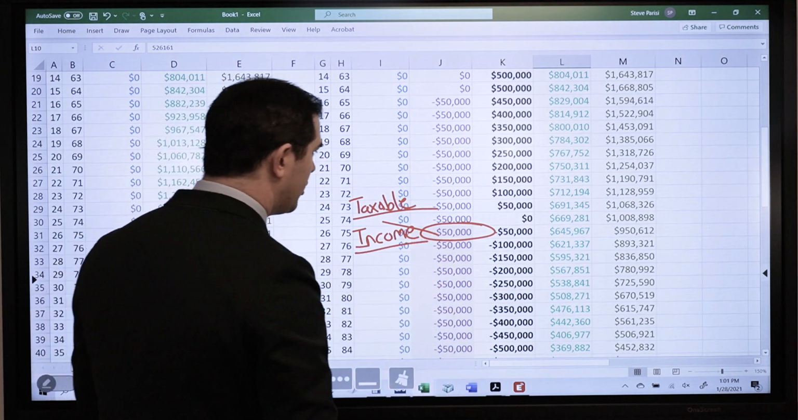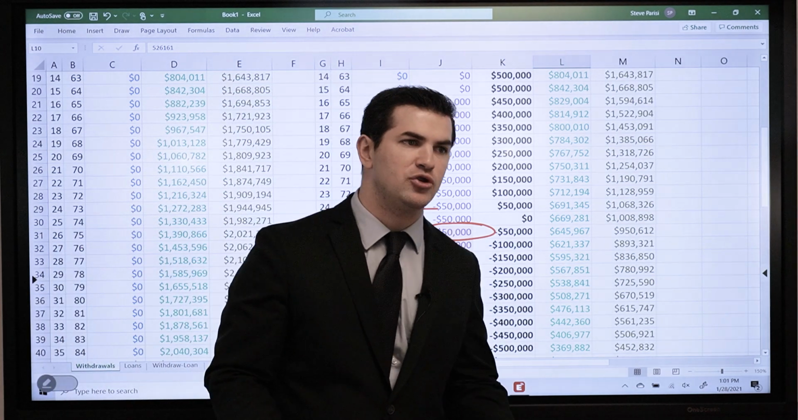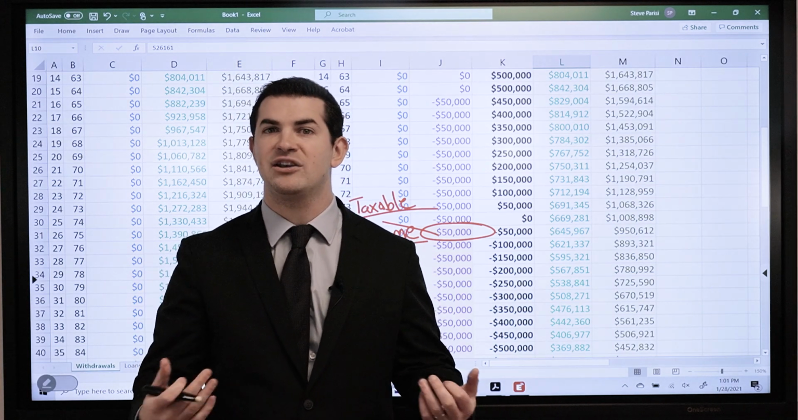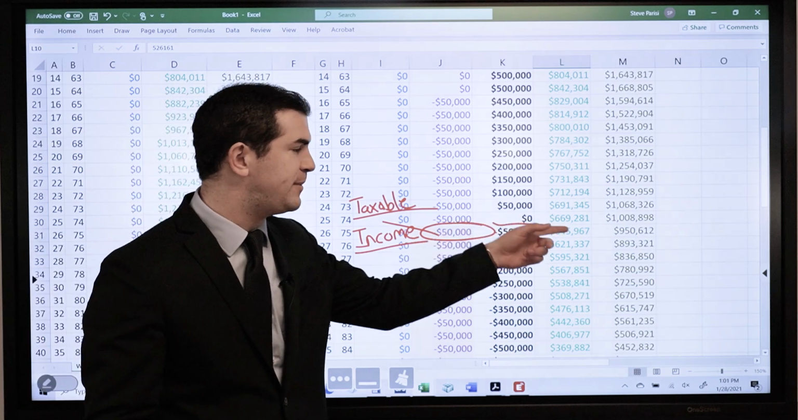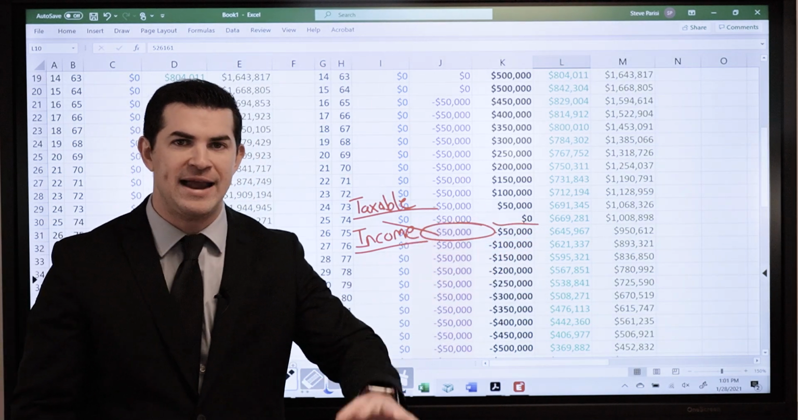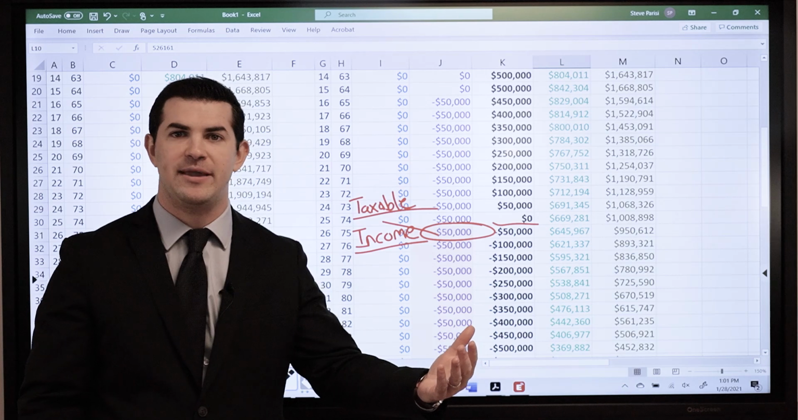So if you are living off of $100,000 per year, if you have $100,000 in taxable income, and you pull out another 50 after you've exceeded your cost basis here, that'll be added to your taxable income, and I have to deal with that income tax bill.